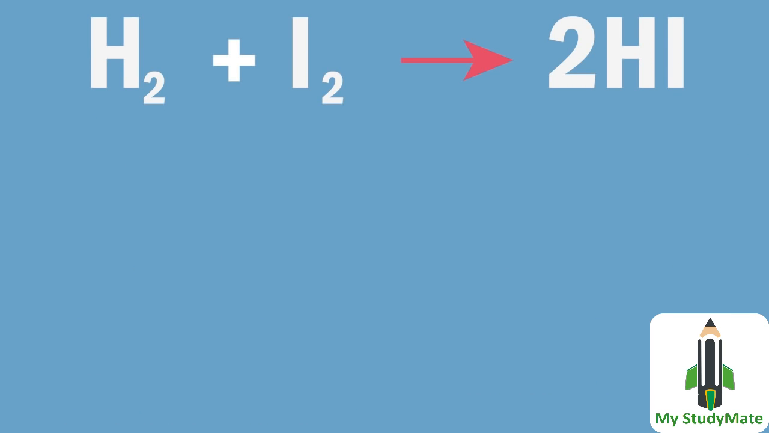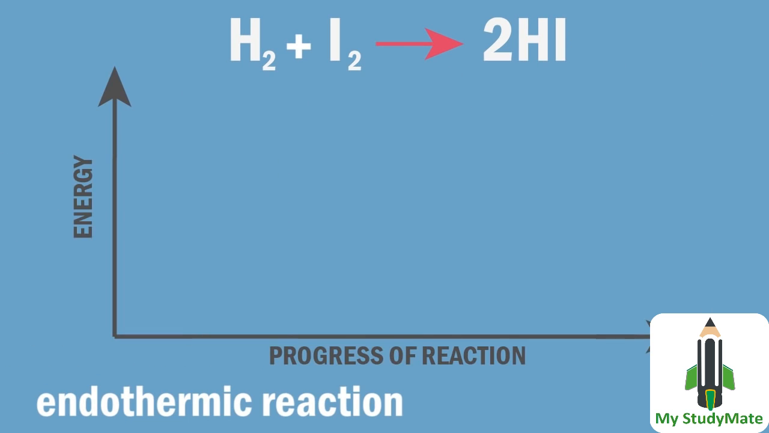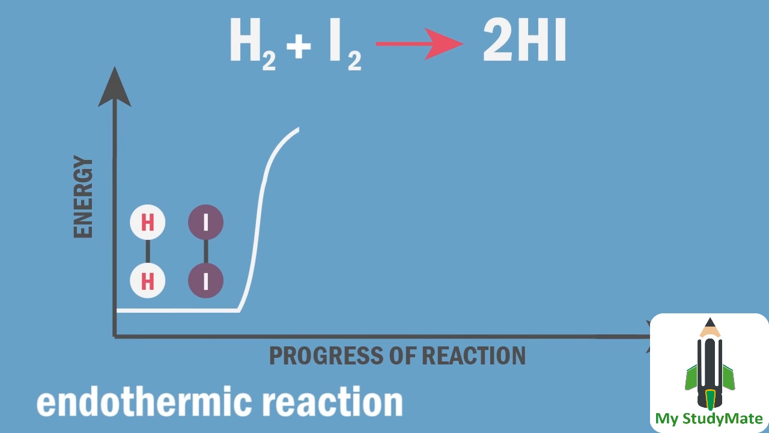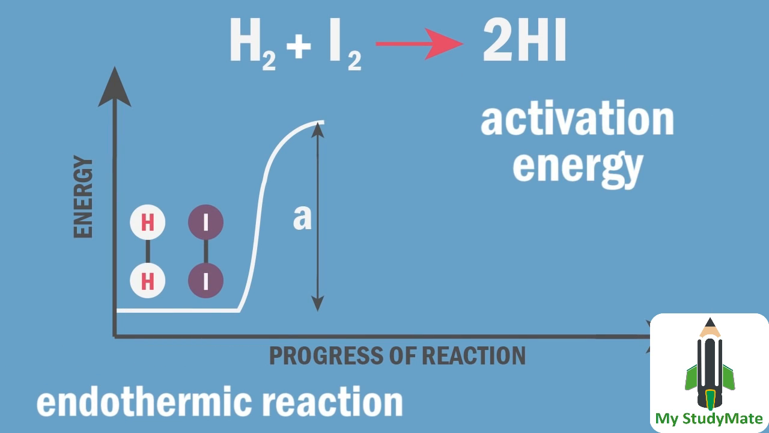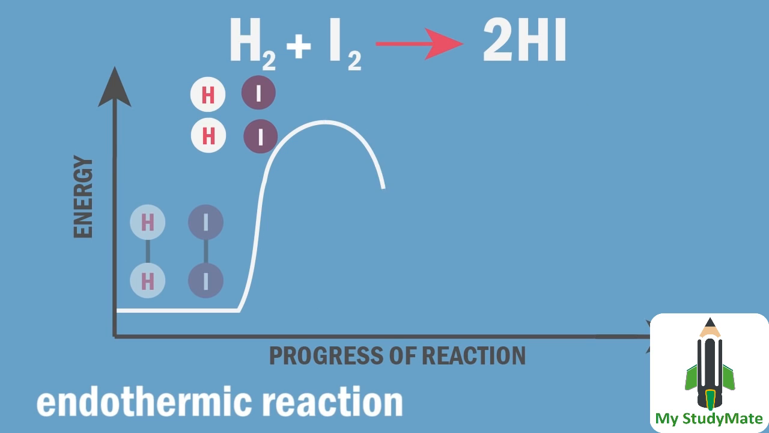A is the activation energy, which is the energy taken in to break the H-H and the I-I bonds in the reactants. C is the energy given out when the new H-I and H-I bonds make to form the products. B is the net energy taken in.